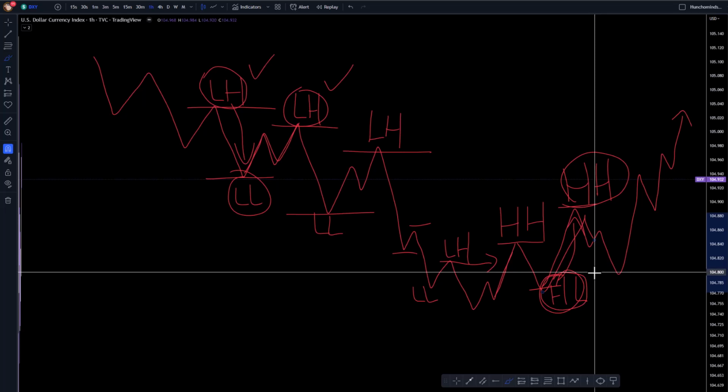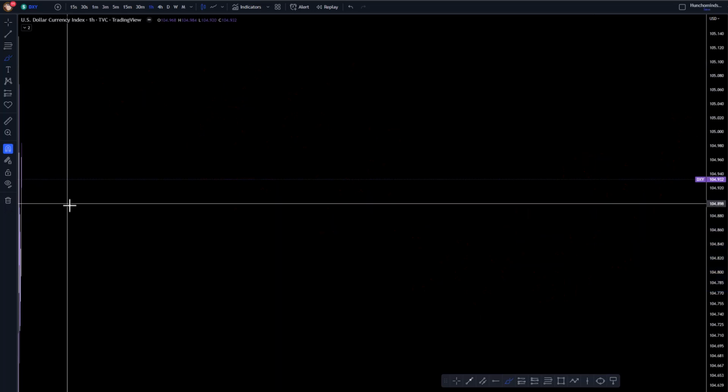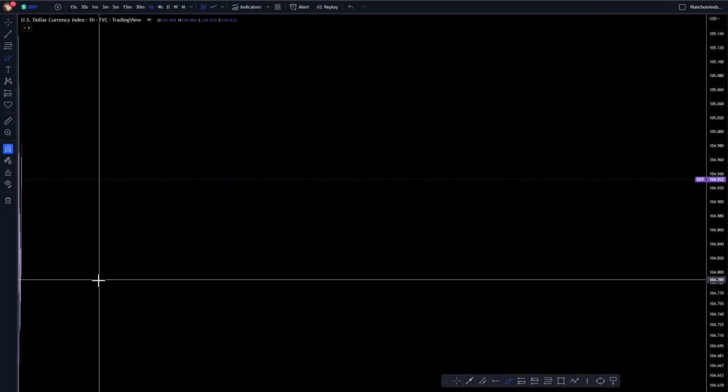Because again, my belief is that the market is liquidity engineered.